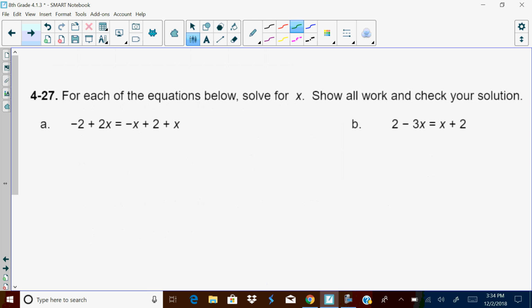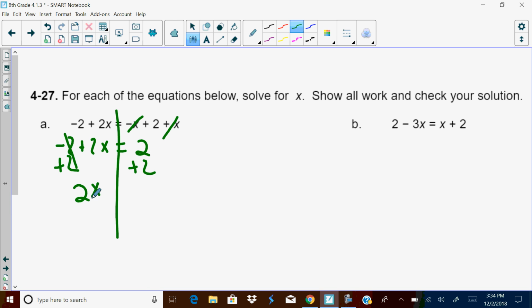Problem number 27 says for each of the equations below, solve for x, show work, check your answer. So I draw my line. So the first step is I'm going to combine like terms. These x's actually cancel out. So I get negative 2 plus 2x equals 2. So I'm going to add 2 to both sides. I get 2x equals 4. Divide by 2. I get x equals 2.